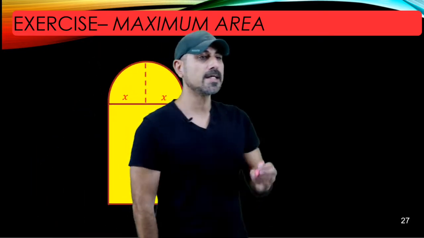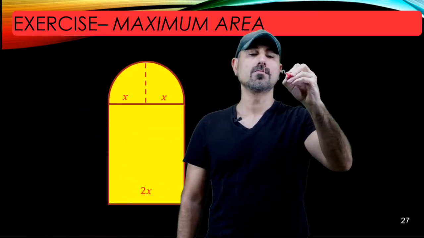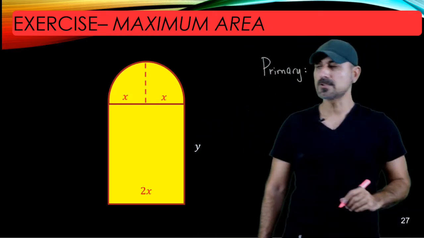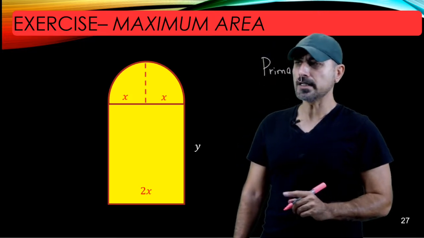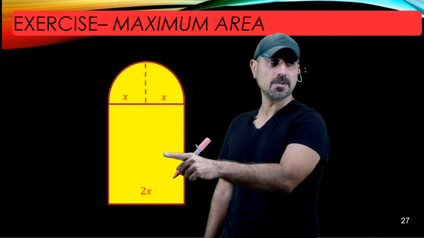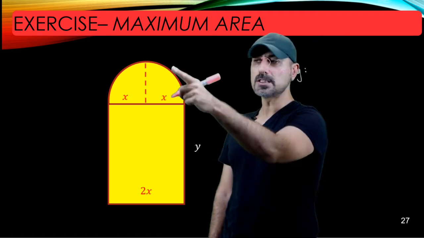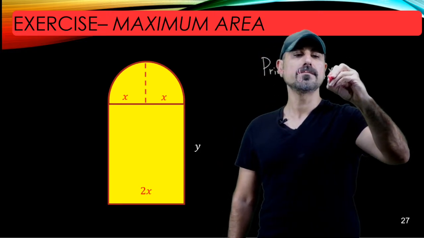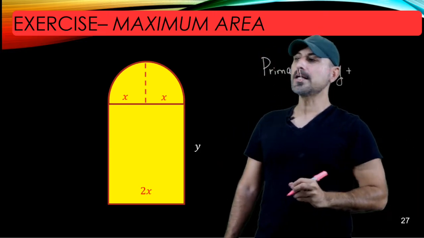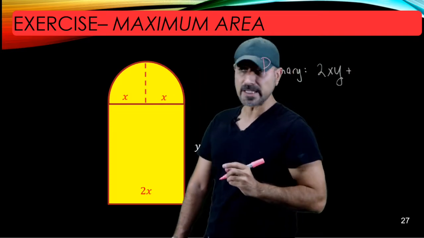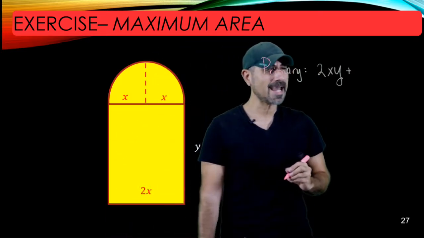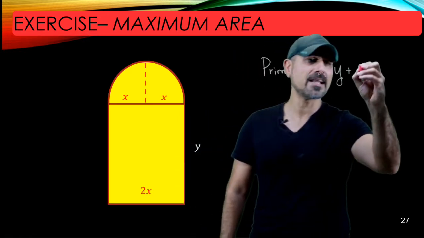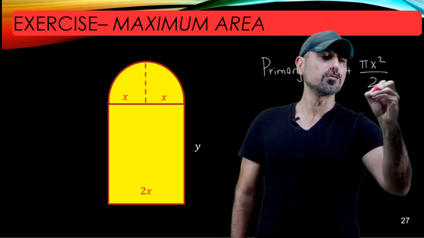To start with, let's write down the primary equation. The primary equation is the one that we're trying to maximize. So we're trying to maximize the area of the Norman window, but the area consists of two pieces. One is the area of the rectangle, the other one is the area of the circle. The area of the rectangle is 2xy. And the area of the full circle is pi times radius squared, but the radius is x. So pi x squared is the area of the full circle. We have half of that, so this should be pi x squared over 2.